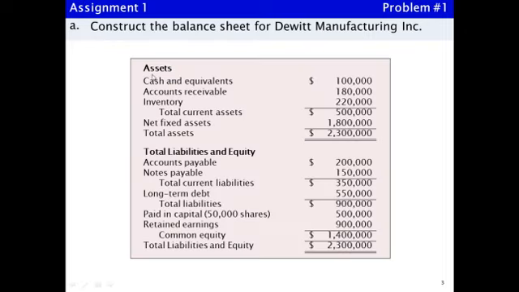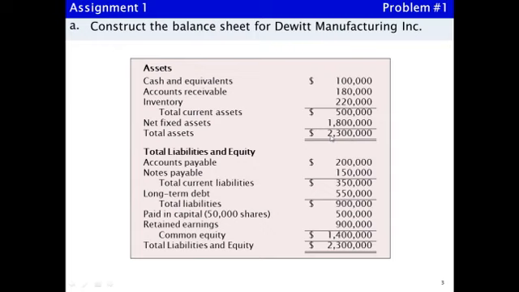We start with assets. And you start with the current assets. The current assets would be the cash and equivalents, accounts receivable, and inventory. I list them in that order because cash is the most liquid, accounts receivable next most liquid, inventory the least liquid. Gives us total current assets of $500,000. We're given net fixed assets of $1.8 million. That gives us total assets of $2,300,000.